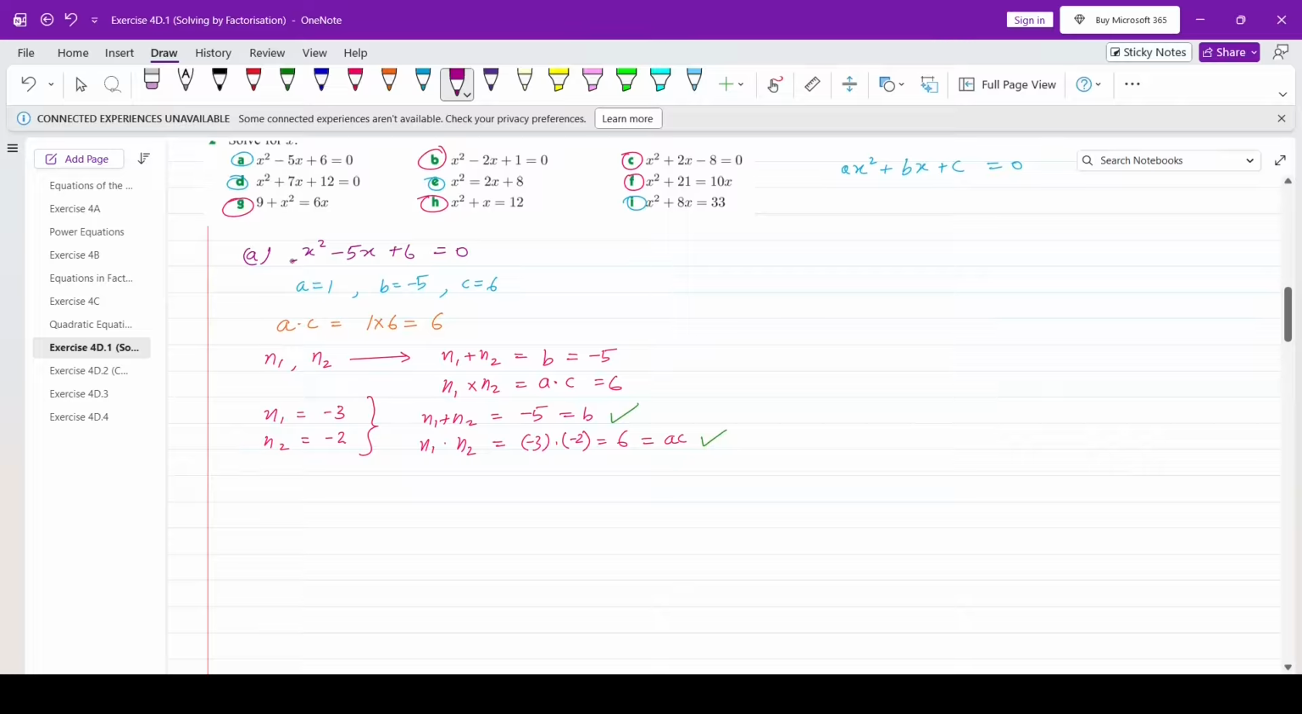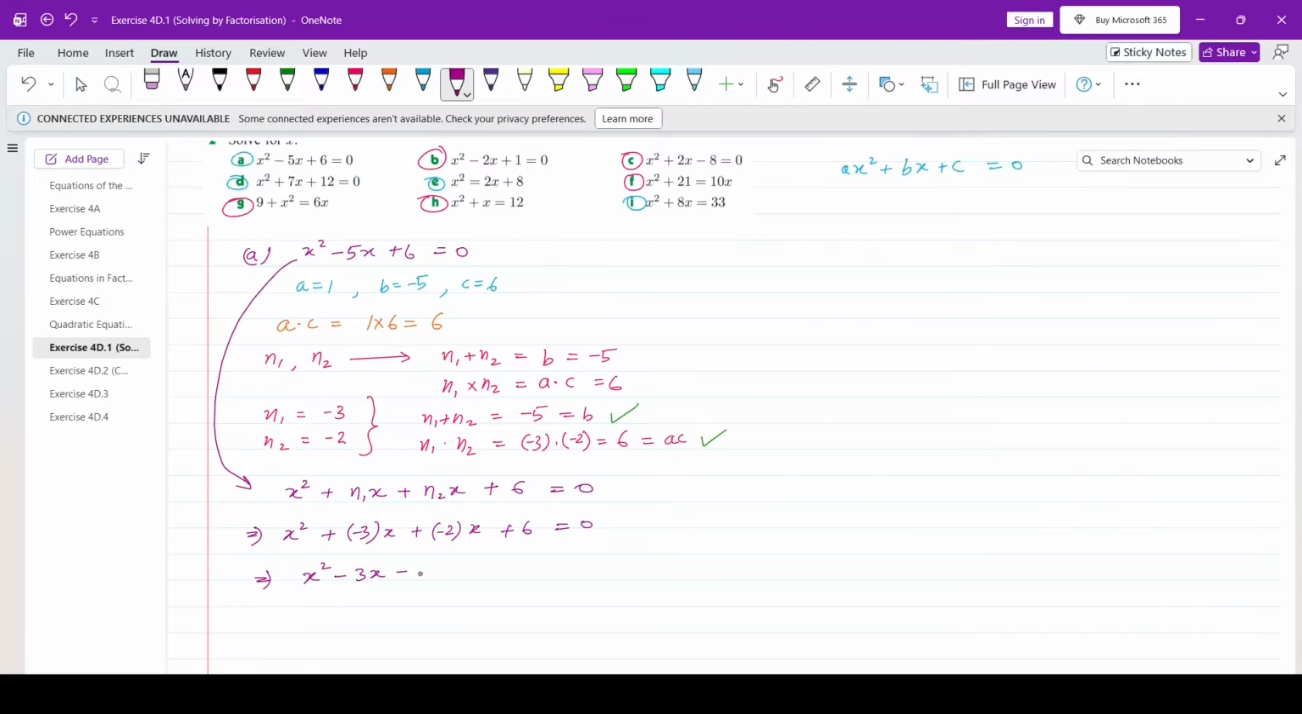Now this equation can be rewritten in the form x square plus n1x plus n2x plus 6 is equal to 0. So writing this equation in this form, we can write x square plus -3 of x plus -2 of x plus 6 is equal to 0. Opening these parentheses, we get x square minus 3x minus 2x plus 6.